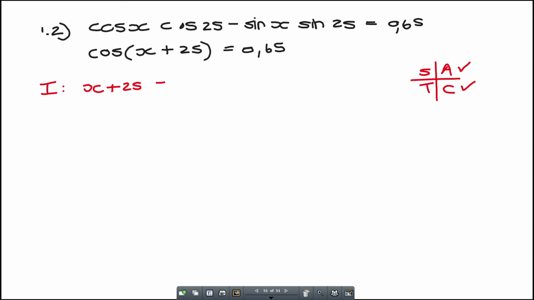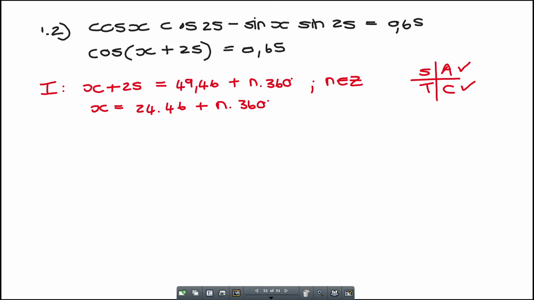En onthou, gister het ek gesê, I don't touch that bracket yet until right at the end. Nee, hy bly so. X plus 25 is gelyk aan 49,46 plus n times, and because it's cos, 360. Okay, now I can take that 25 over. So that will become minus 25, en dan gaan jy 24,46 plus n mal 360. Everyone good with that? Okay, then also in quadrant 4.